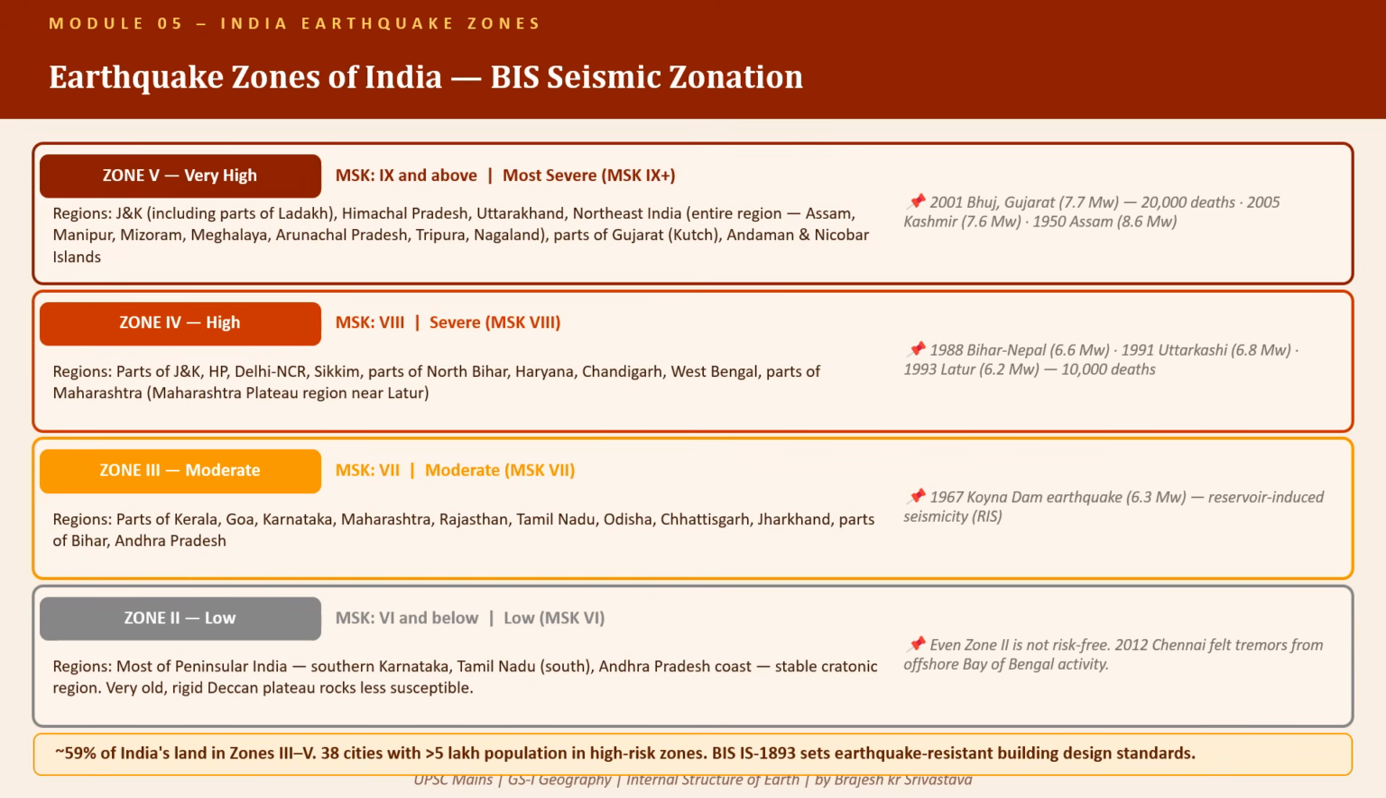The critical UPSC fact at the bottom of this slide: approximately 59% of India's land area lies in zones 3, 4, and 5. 38 cities with more than 5 lakh population are in high damage zones. And Indian Standard IS 1893 prescribes earthquake resistant construction, but compliance remains poor, especially in rural areas.